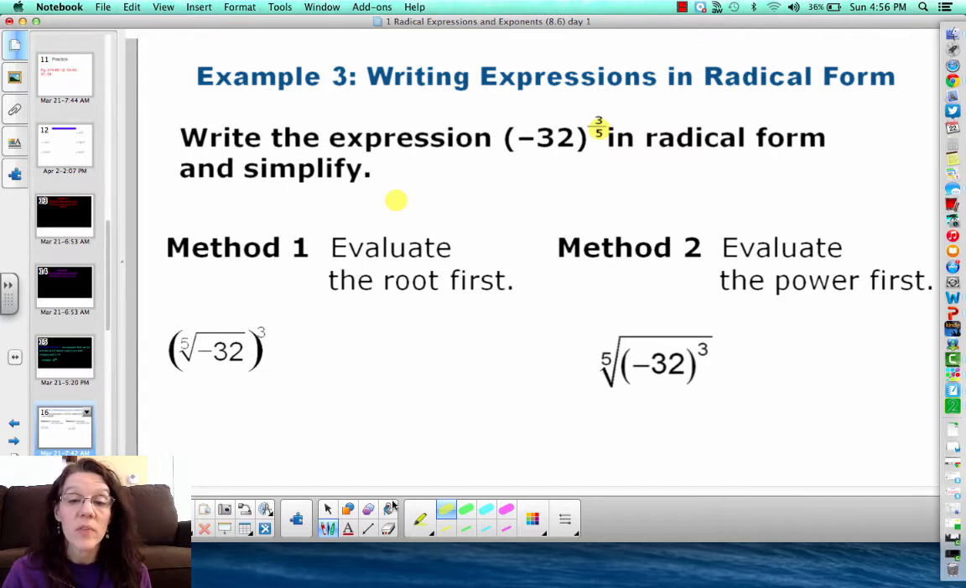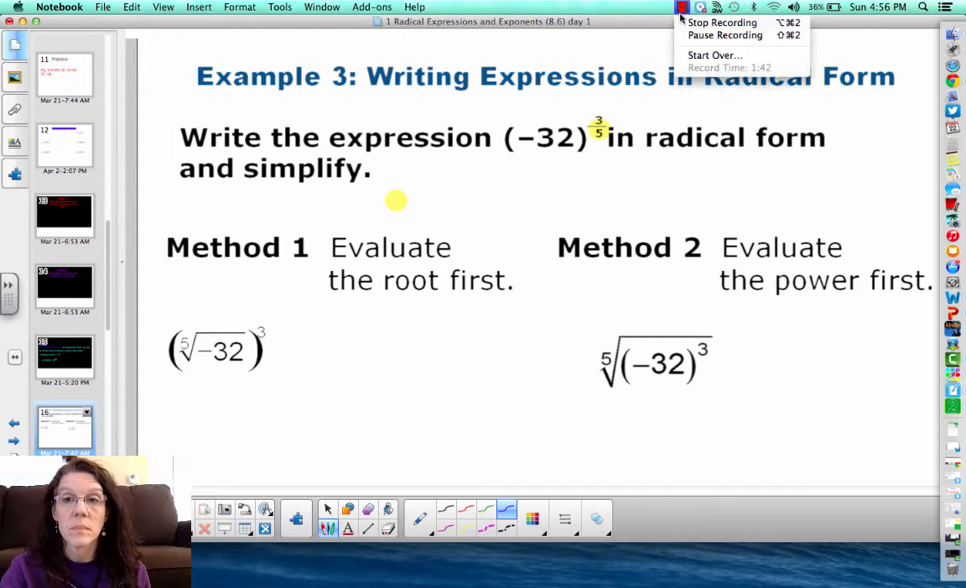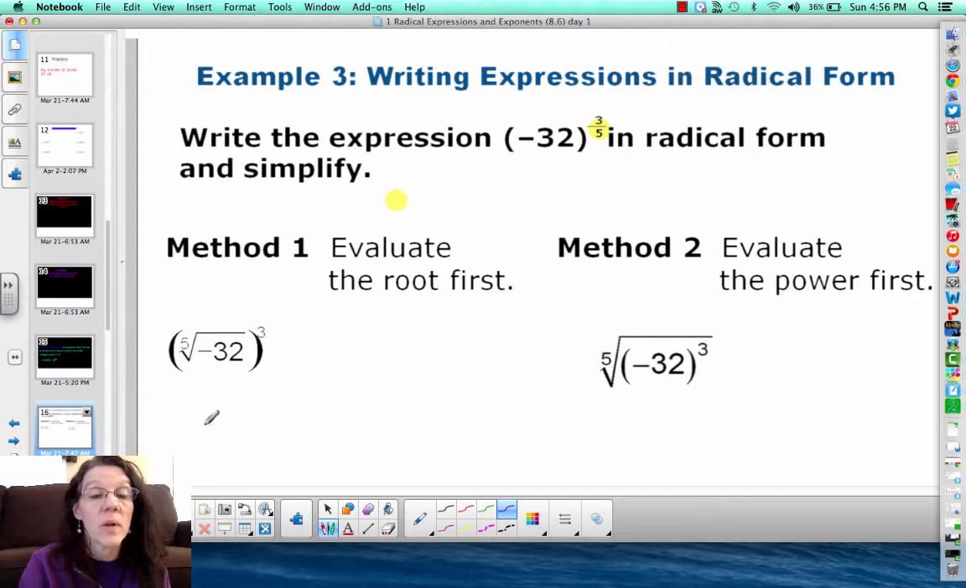Now there are two ways to do these. One way is to think of the power first and then do the root, or the other way is to do the root first and then do the power. Okay, so we're going to look at it with evaluating the root first. So this says the 5th root of negative 32. Well, what is the 5th root of negative 32? In other words, what times itself 5 times gives me negative 32?